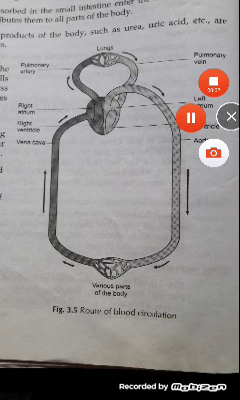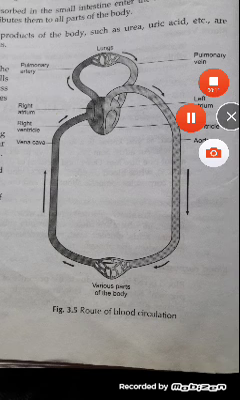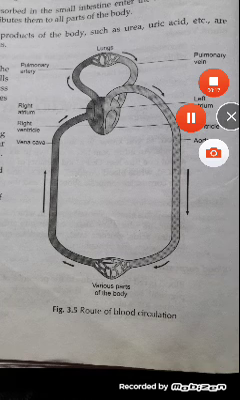Dear students, in the last discussion which we ended last day, we discussed the clotting of blood by the blood platelets. We discussed that very process in detail.